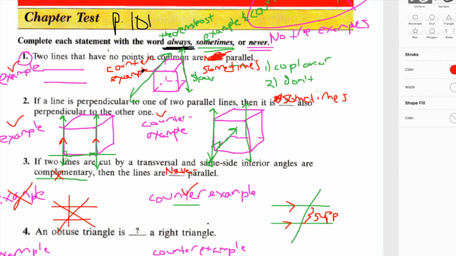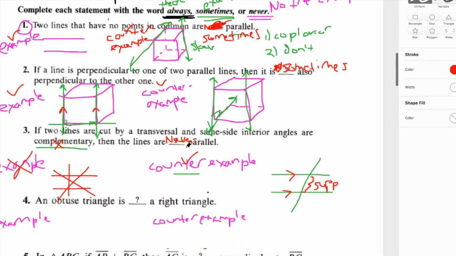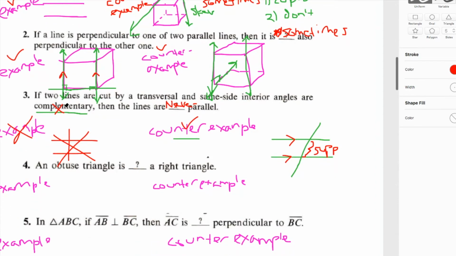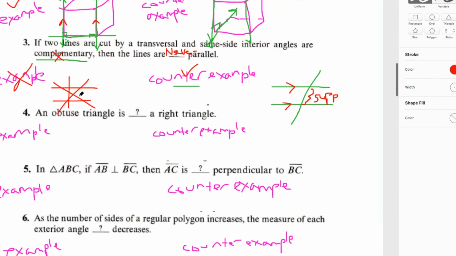And here we had an example, we had a counterexample, so this is sometimes. Only counterexamples, it's going to be never. Right? And if it's something that's written like a theorem, that's just the conclusion's false, right? Misleading here. Notice here the hypothesis is fine, right? If two lines are cut by a transversal and same side interior angles, right? If we knew that they were supplementary, then the lines would be parallel, but not if they're complementary. They're not going to be parallel there.